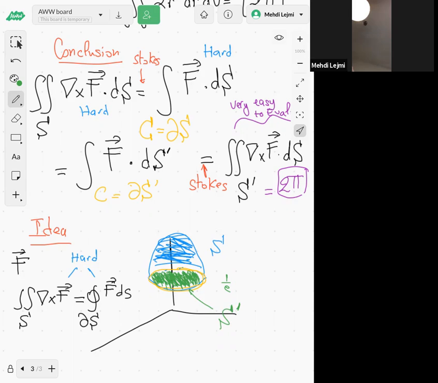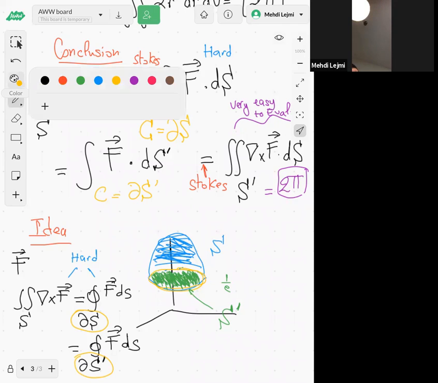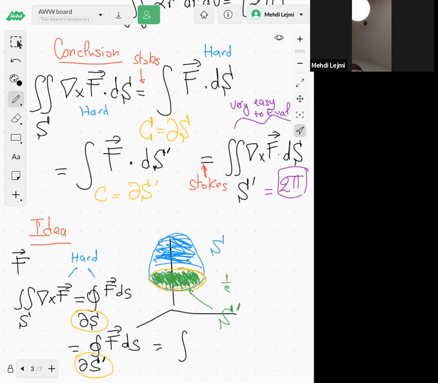But the thing is, S prime and S, they have the same boundary, which means that this vector line integral is just the same, because S and S prime, they have the same boundary. So this is just the same integral, right? It's the same vector field and the same boundary, so they are equal. And now if you use again Stokes theorem, this is curl of F along S prime.